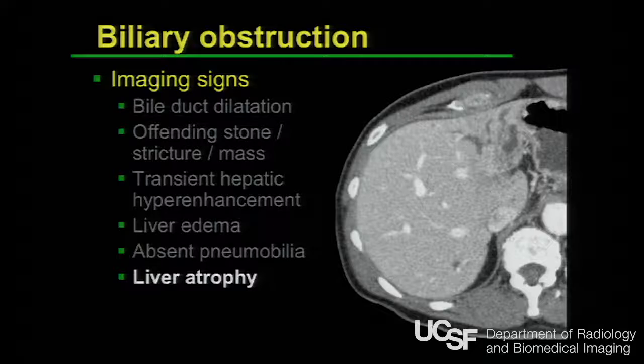Other things we look for, we're not really sure about the time course, it's at least subacute, if not chronic, is atrophy of the liver.